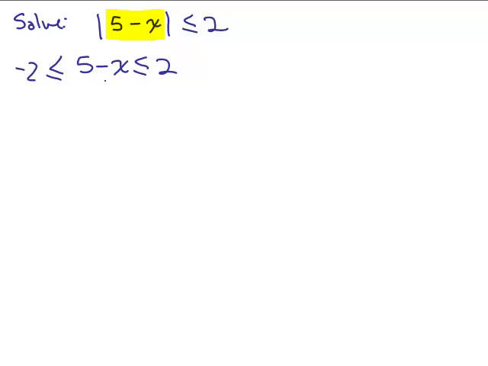So let's solve this inequality. We're trying to isolate x in the middle here. So how about we subtract 5 from both sides to begin?